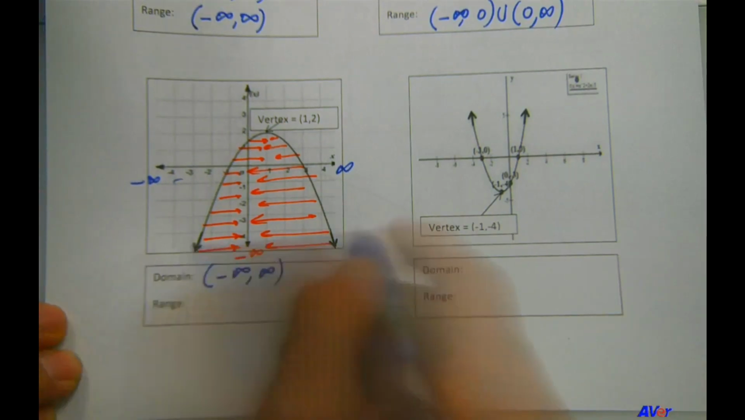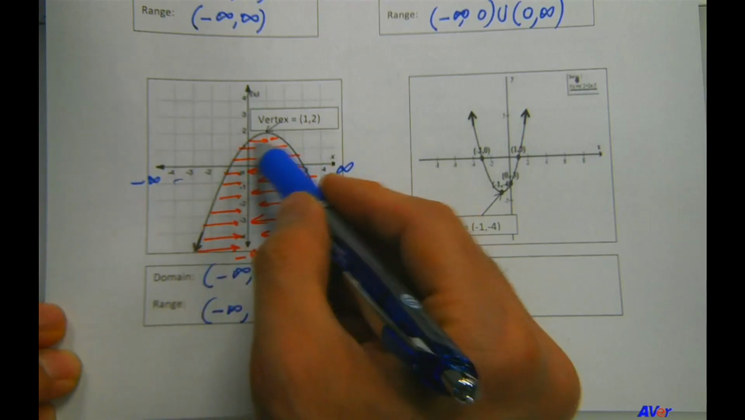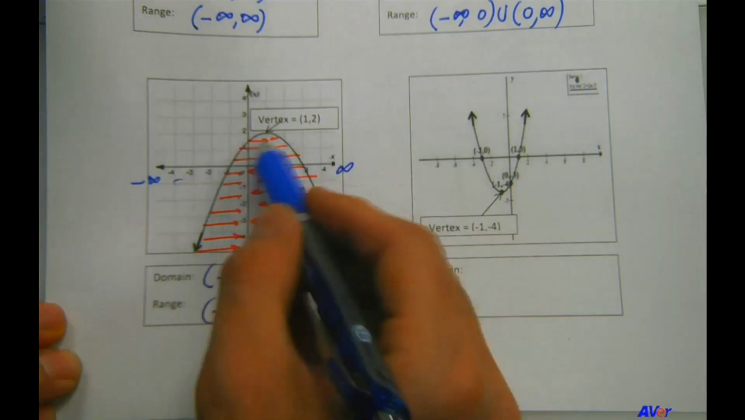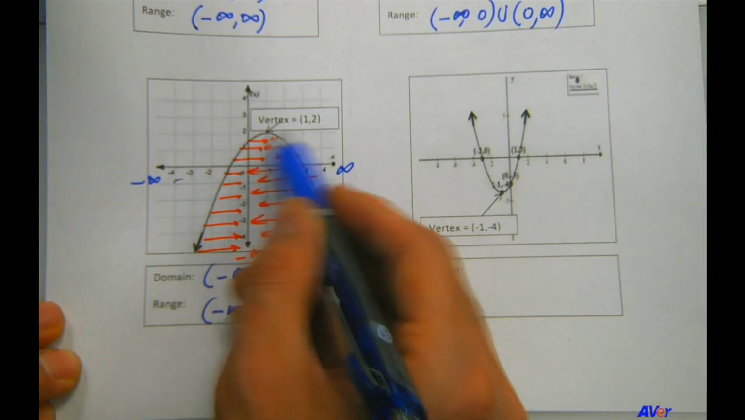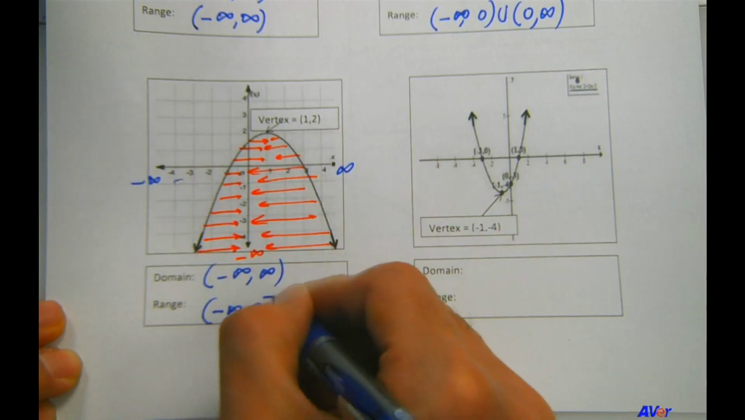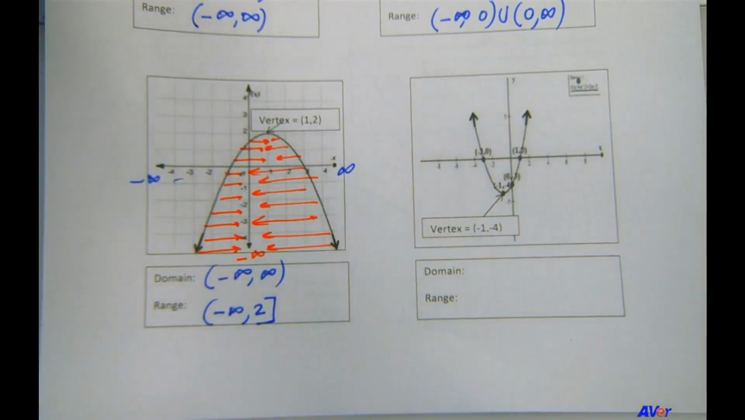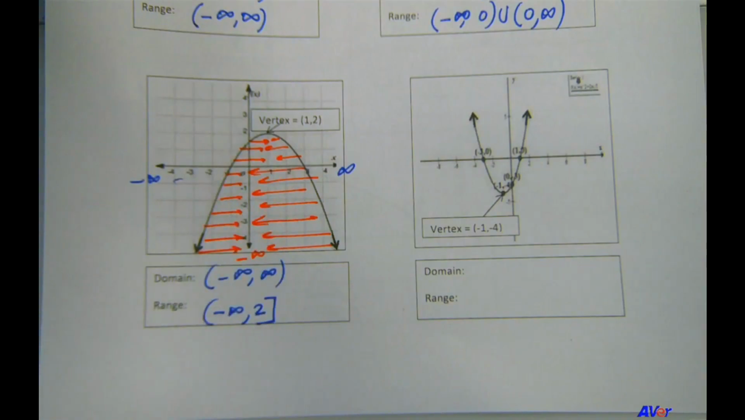So the graph comes up from negative infinity, and does it go through y equals 2? Absolutely. There is no gap there. There is no hollow circle. It goes right through vertex 1, 2. So comma 2 and then bracket. Bracket means that the line does attain the y equals 2 value. Okay? I hope this is making sense.